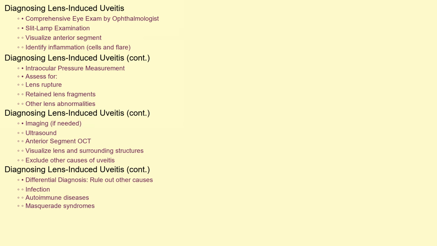In some cases, imaging techniques like ultrasound or anterior segment optical coherence tomography, OCT, may be used to better visualize the lens and surrounding structures and to exclude other potential causes of uveitis. Differential diagnosis includes ruling out other causes of uveitis like infection, autoimmune diseases, and masquerade syndromes.